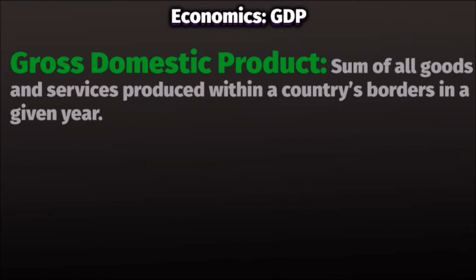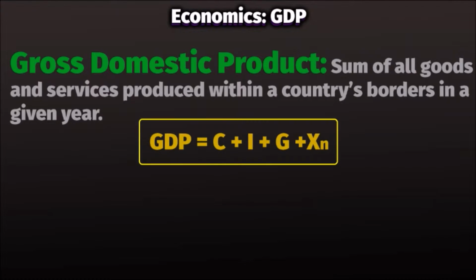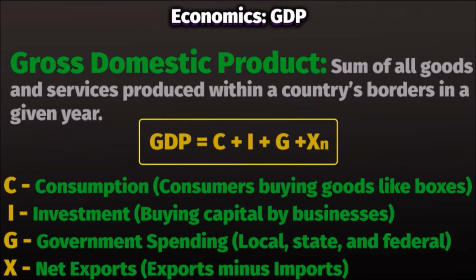Now, GDP can actually be calculated with a formula, and this formula is GDP equals C plus I plus G plus Xn. Now, to a lot of people, this is just a bunch of different letters, and what do they mean? Well, C stands for consumption, and that's like consumers interacting on a market. They're buying goods like boxes. I stands for investment, which is more of the business side of that market. They're buying capital, they're buying factories, etc., etc.